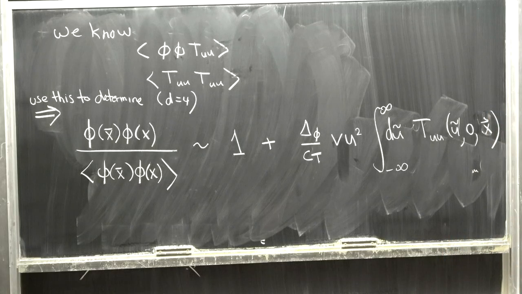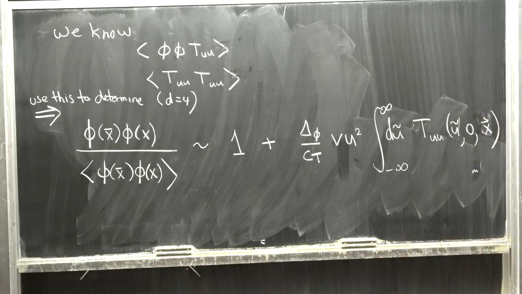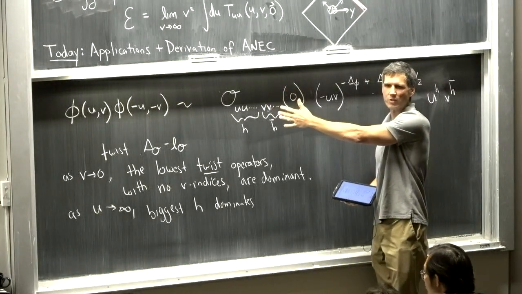Okay, so I've skipped a step here. Let me tell you the step and then see if there's still a question. Before, I was writing an expansion in derivatives, right over here. We were just expanding, and we said the operators that we put here should be the stress tensor and its derivatives.